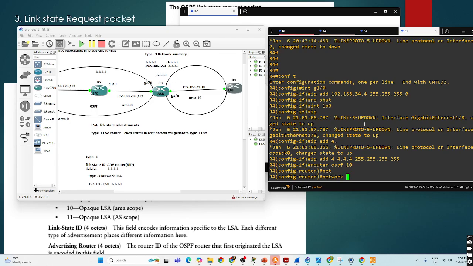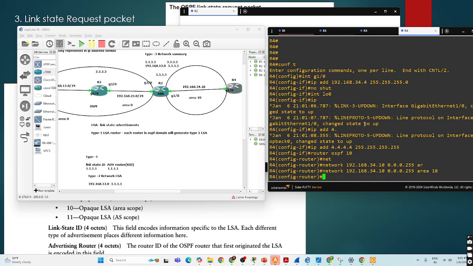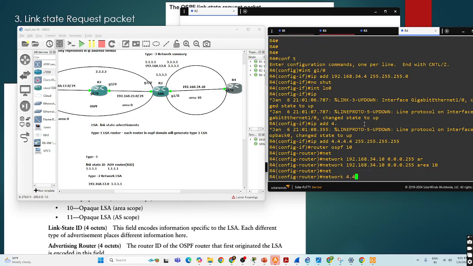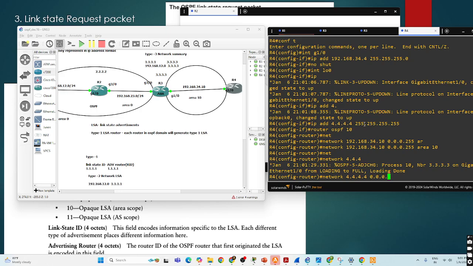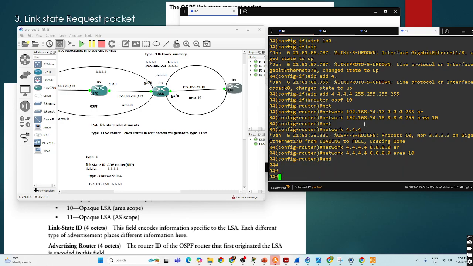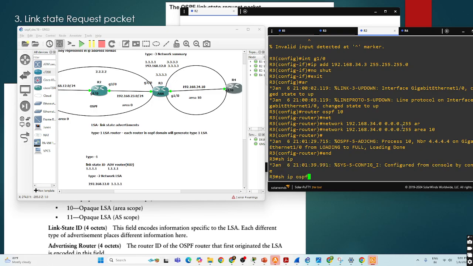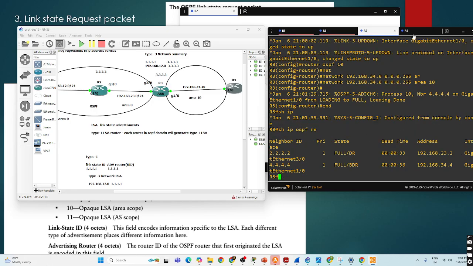Now network. What is the network? 192.168.34.0, wildcard mask, area. What is the area? 10. Next network 4.4.4.4, area 10. Now I have configured the area. So let's see here. Show ip ospf neighbor. So neighbors are established.